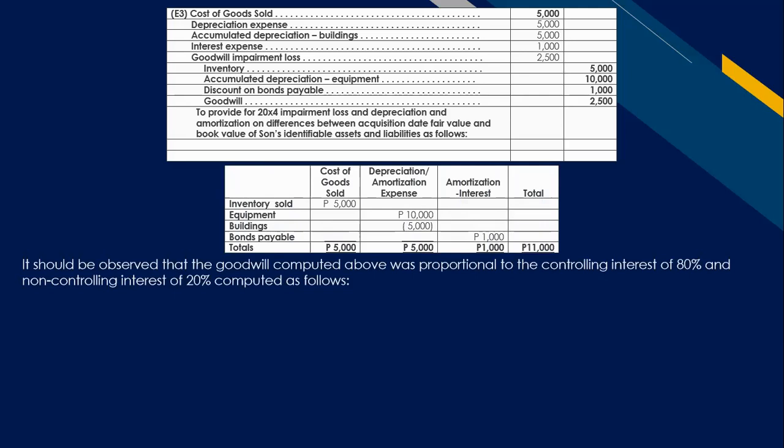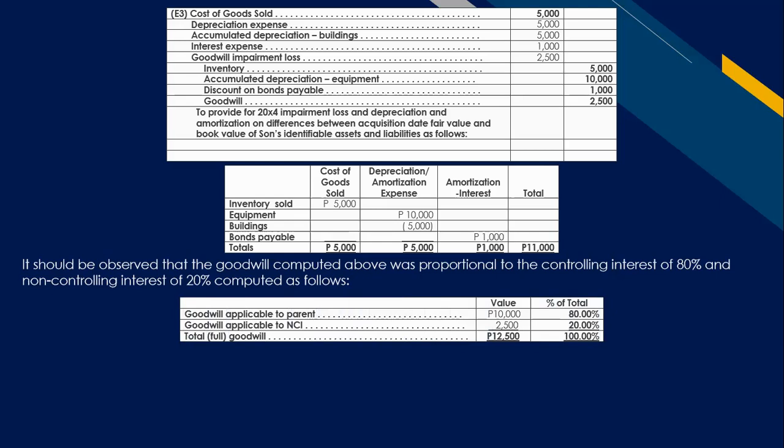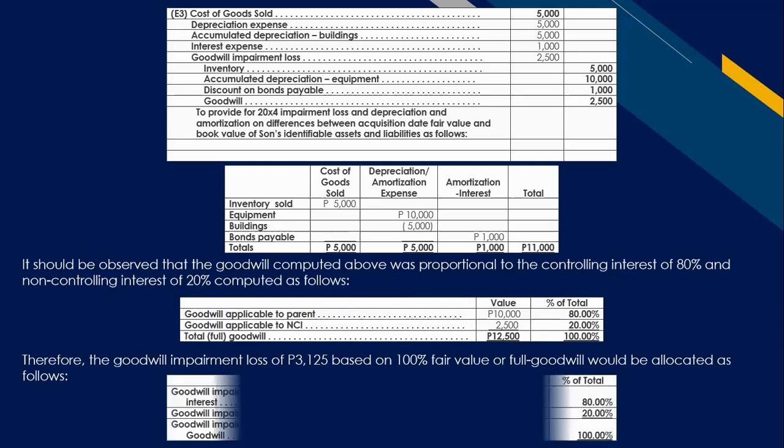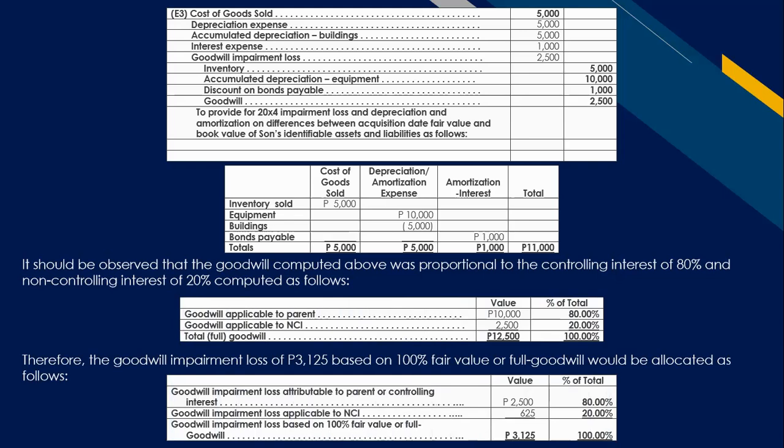Now it should be observed that the goodwill computed above was proportional to the controlling interest of 80% and non-controlling interest of 20%, computed as follows. So we have now the full goodwill. Therefore, the goodwill impairment loss of 3,125 based on 100% fair value or full goodwill will be allocated as goodwill impairment loss attributable to parent, 2,500, and applicable to NCI of 625.